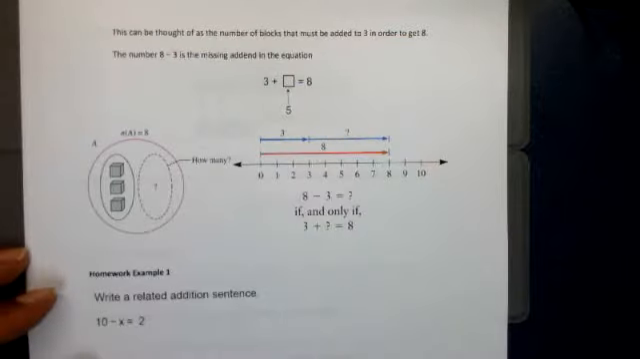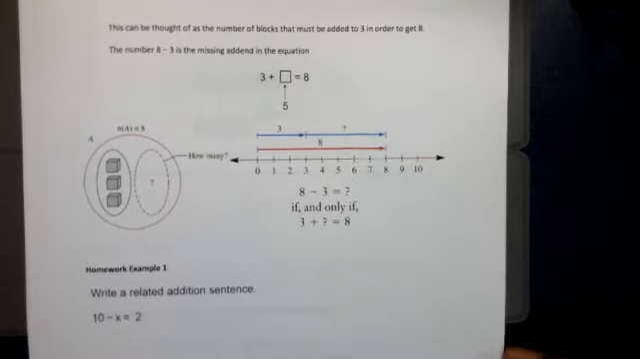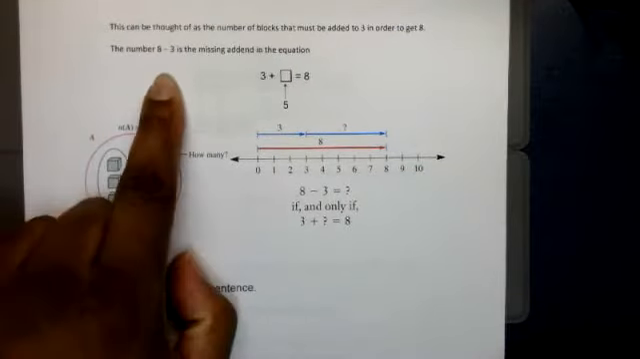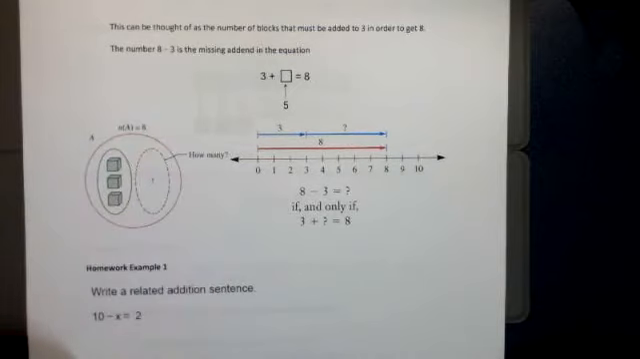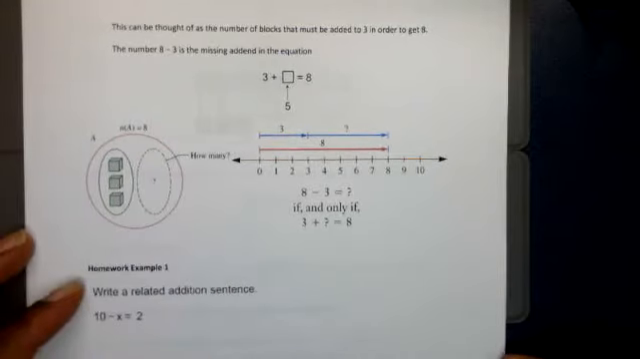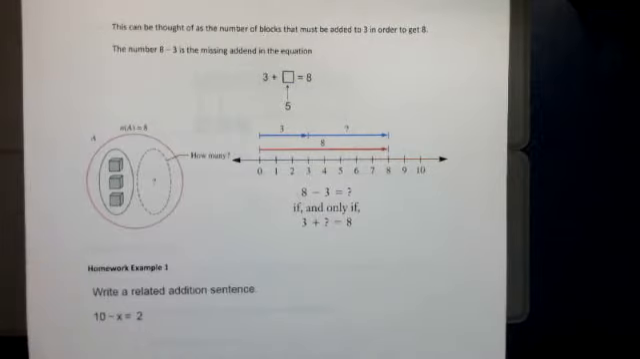Now this can be thought of as the number of blocks that must be added in order to get 8. So here, the number 8 minus 3 is the missing addend in the equation. 3 plus what number will give you 8? And in this case, it will have to be 5.